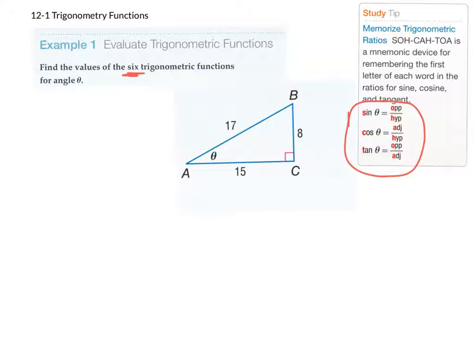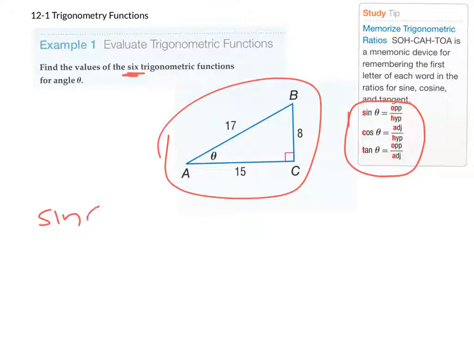Here's our right triangle. So we're going to write our sine of theta, and theta is the symbol represented right here. So we're going to do sine is opposite over hypotenuse. So opposite over hypotenuse, our opposite is 8, and our hypotenuse is always across from the 90-degree angle, so that's over 17. So there's our ratio for sine.